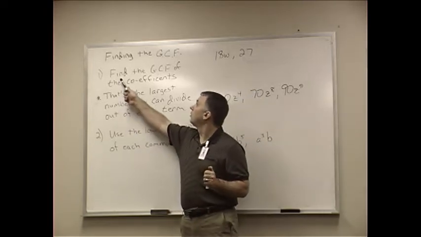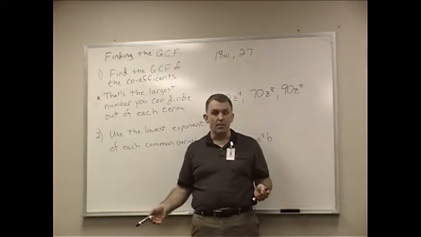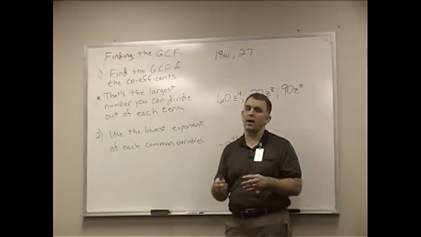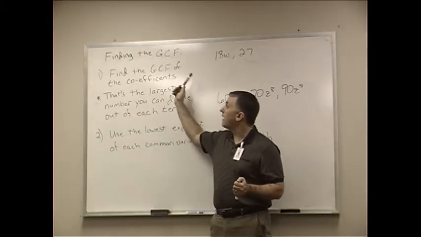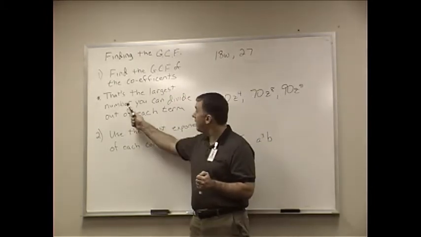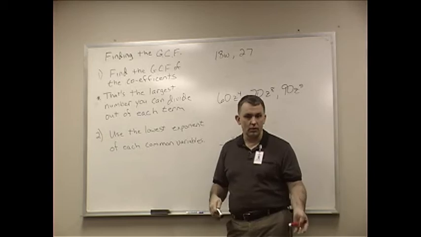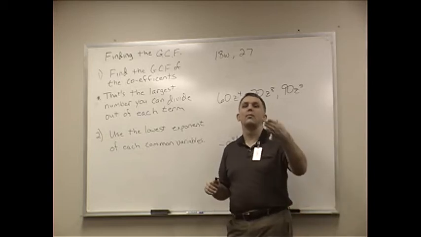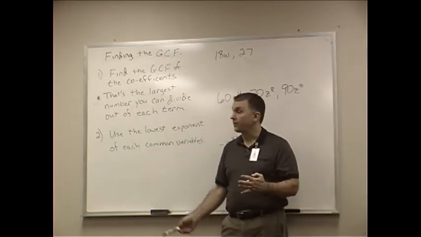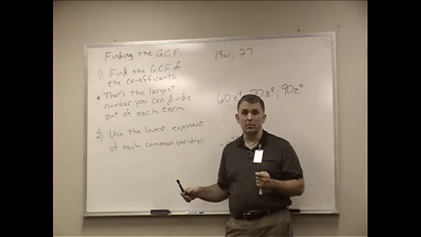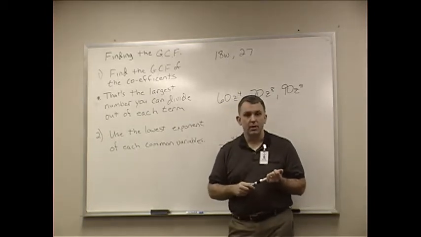So the first thing you do is you find the greatest common factor of the coefficients. Those are usually the numbers that are in front of variables. Sometimes they're just numbers that are by themselves. When we say we're going to find the greatest common factor of the coefficients, that means it's the largest number you can divide out of each. It's sort of like when you're reducing a fraction. You look for the largest number you can divide out of the top and out of the bottom. So it's that same skill when you're reducing a fraction. As far as the variables go, we're going to use the lowest exponent of each of the common variables.